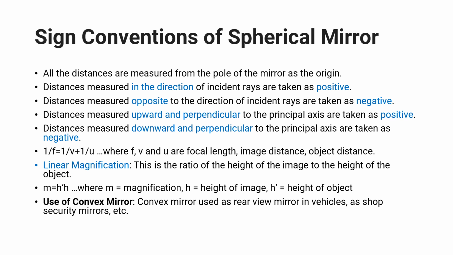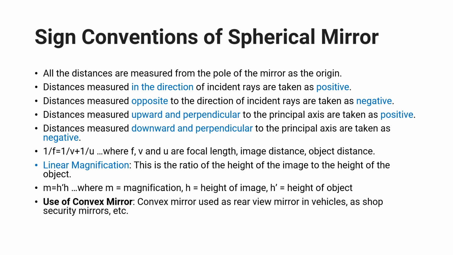Sign conventions of spherical mirror. All the distances are measured from the pole of the mirror as the origin. Distances measured in the direction of incident rays are taken as positive. Distances measured opposite to the direction of incident rays are taken as negative. Distances measured upward and perpendicular to the principal axis are taken as positive. Distances measured downward and perpendicular to the principal axis are taken as negative.